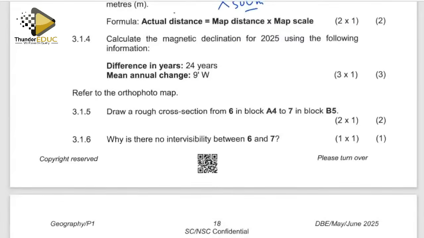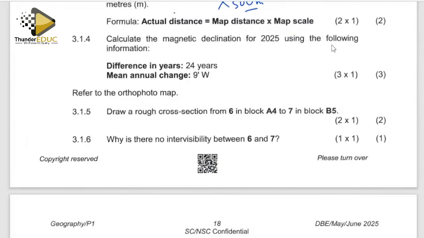Right, then the next question says calculate the magnetic declination for 2025 using the following information. Difference in years: if you check on the map information, that map was produced 24 years ago, and the information there is for the last 24 years. So the difference in years will be 24 years from the year on the map to 2025. Then the mean annual change, you also check there.